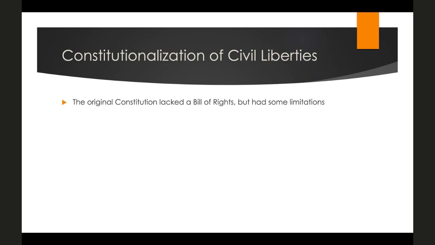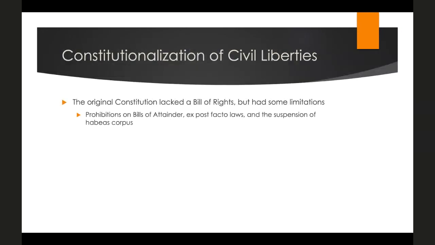But he was also worried that if you created a very strict list of 10, 12, 30 rights that the government had to respect vis-a-vis individuals, what you actually ended up doing was creating loopholes, right? That like, oh, well, there's not technically a right to this, therefore there is no right. But there were some protections in the Constitution.